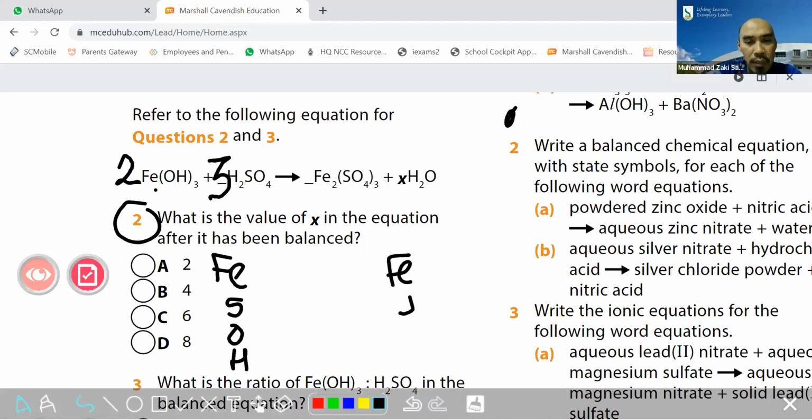This is how you balance. If you feel you are a noob, you need to do this, like that: Fe, S, O, H. But make sure the elements you arrange in order. So iron on the left hand side is 2. Sulfur how many? 3. Oxygen is a bit tricky. There is 3 times 4, 12 here. That's 12.